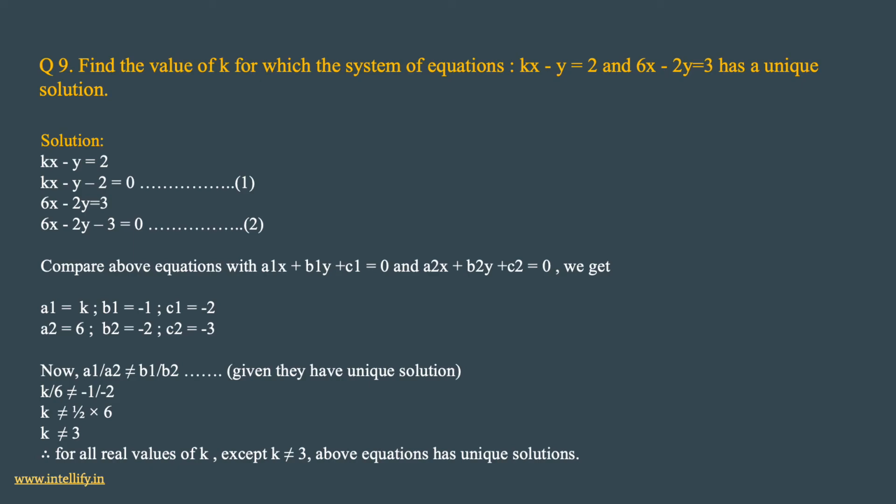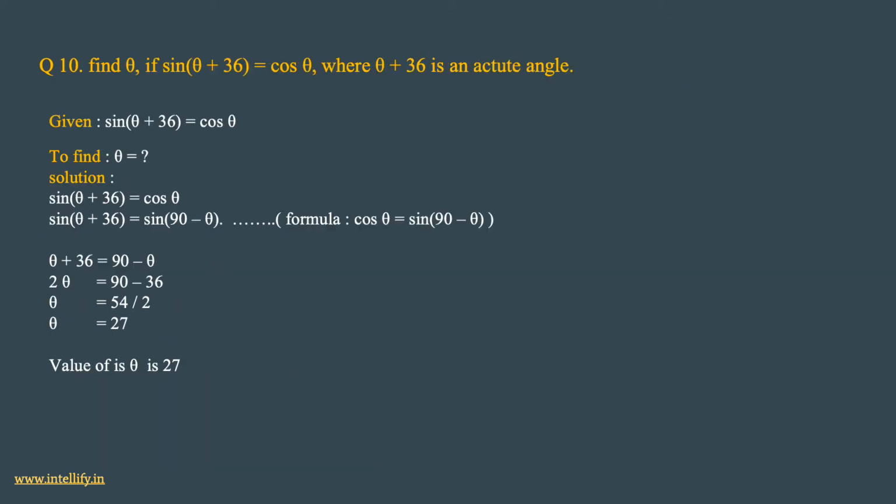So, as we have given in the problem statement that these two equations have a unique solution, which means we can write a1 by a2 is not equal to b1 by b2 just because they have unique solutions. By putting the values of a1, a2 and b1, b2, we will get the value of k is not equal to 3. Therefore, we can write for all real values of k except k equal to 3, above equations has unique solution. Moving on to the next question, question number 10.